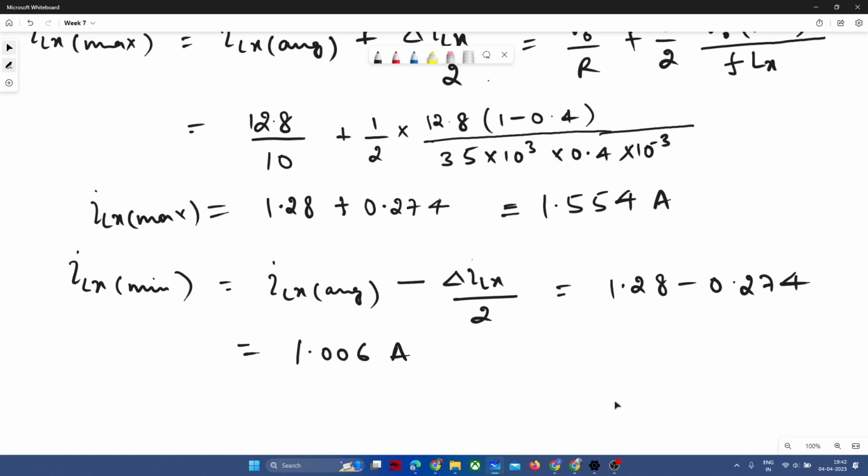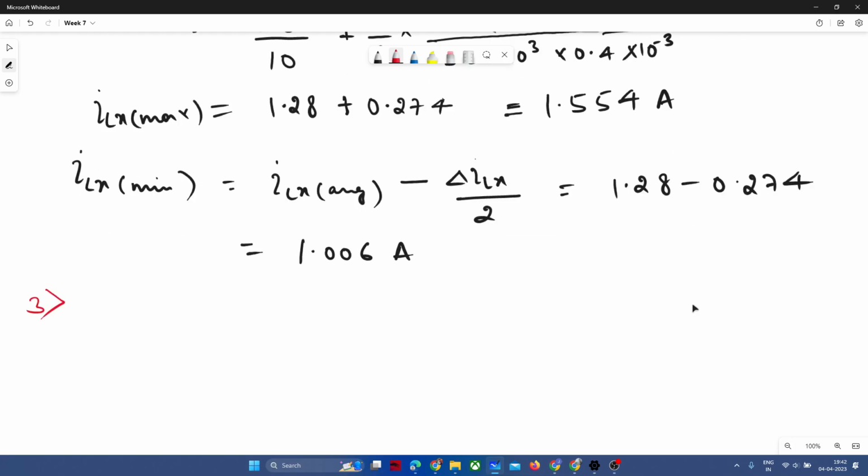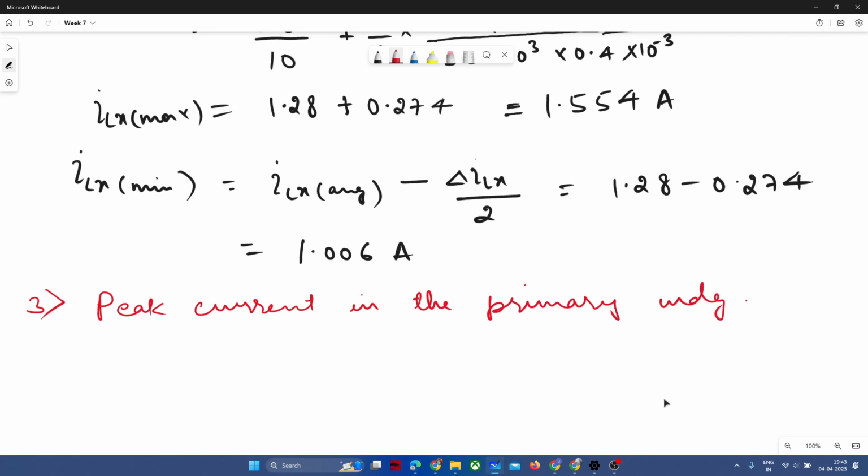So those were the two parts of this problem. Let us move to the third part. In the third part, we are asked to compute the peak current in the transformer primary winding. So what will be the peak current in the transformer primary winding?